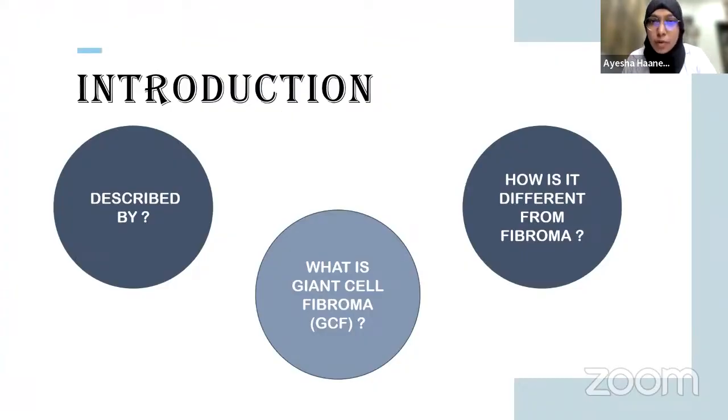Now, what is giant cell fibroma? It is a non-neoplastic lesion that mimics other fibroepithelial lesions clinically. However, it is identified as a separate entity due to its different histopathological findings. And how is it different from fibroma? It's the distinctive histopathological features that set it apart from the conventional fibroma.